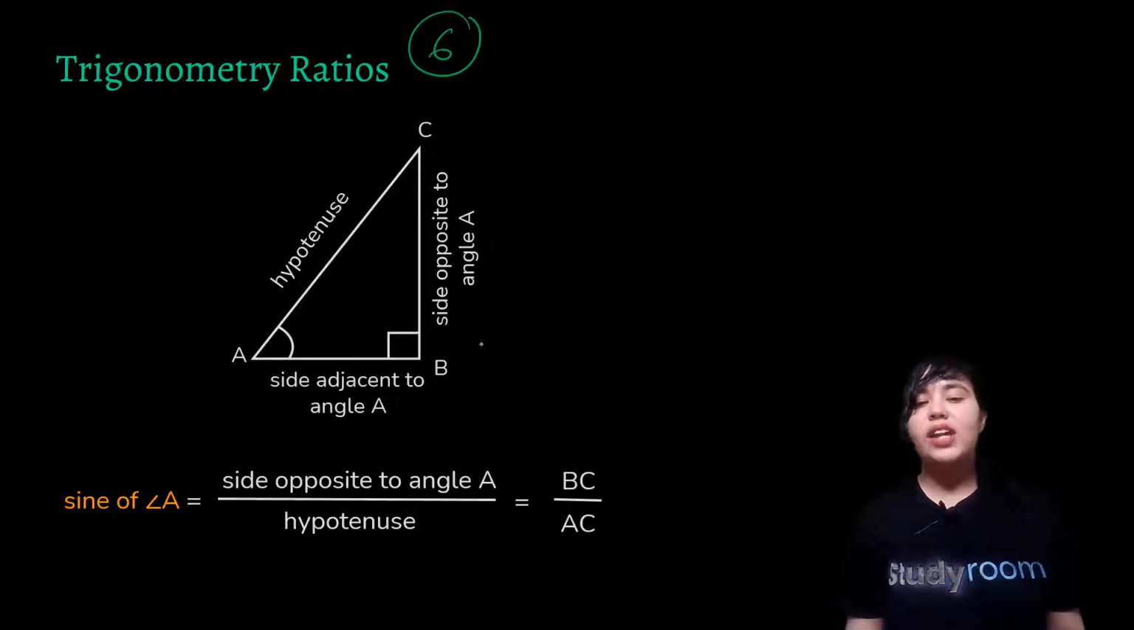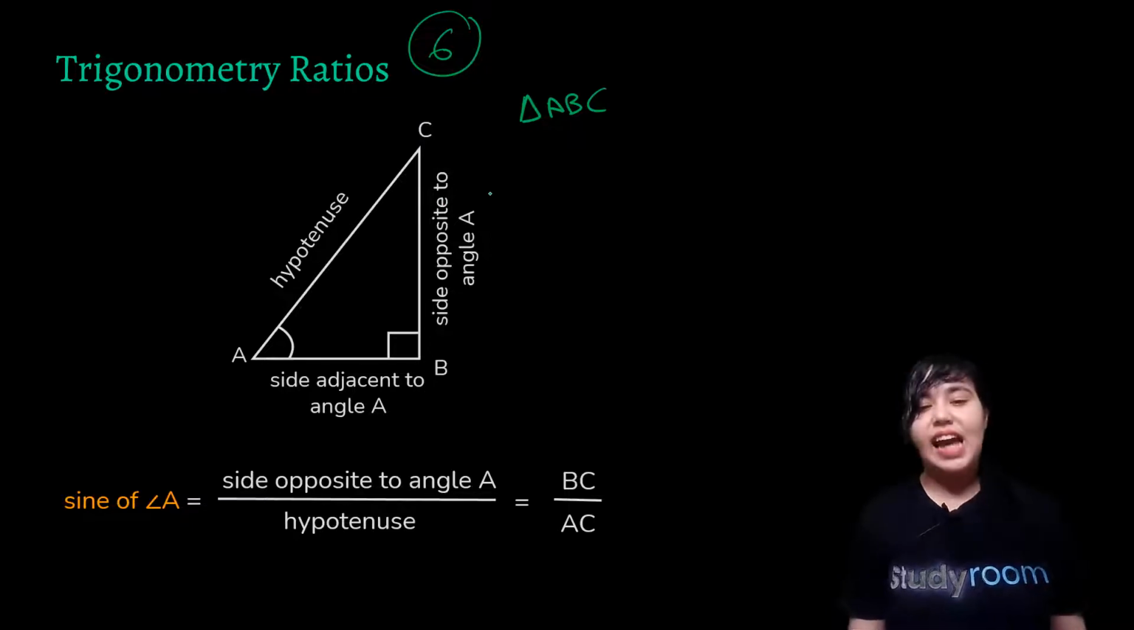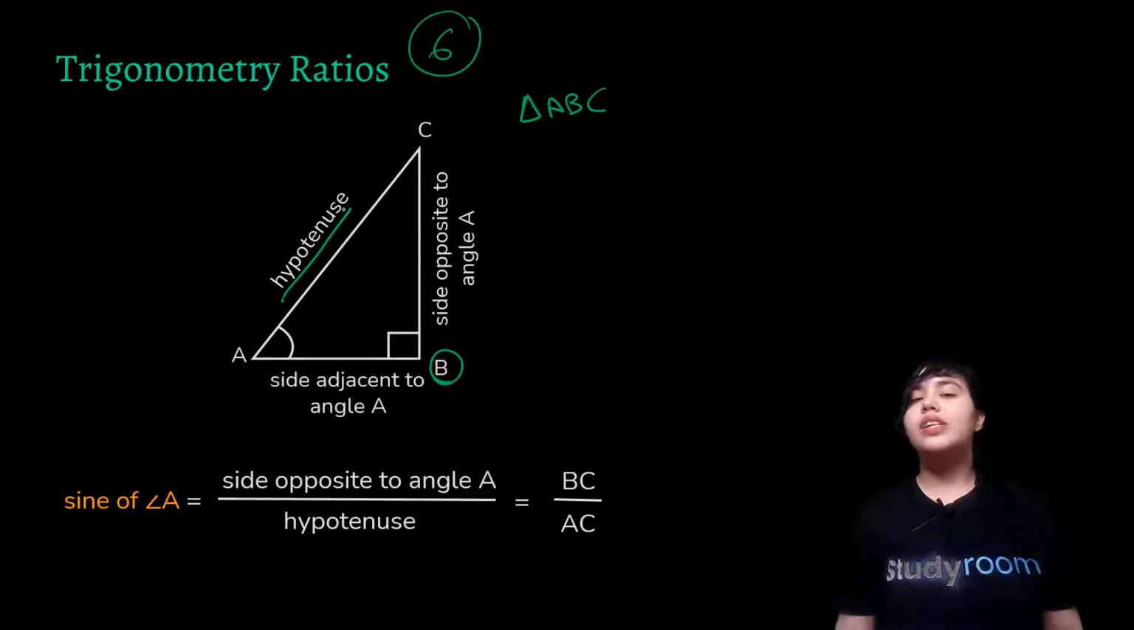So let's again look at a triangle. This is triangle ABC. Can you tell me what type of triangle this is? Is it isosceles, equilateral, scalene, or right angled? Well, it is right angled, because here you can see the 90-degree angle at vertex B. So which side is called the hypotenuse in a right angled triangle? The side opposite to the right angle, and it is the longest side of the triangle.